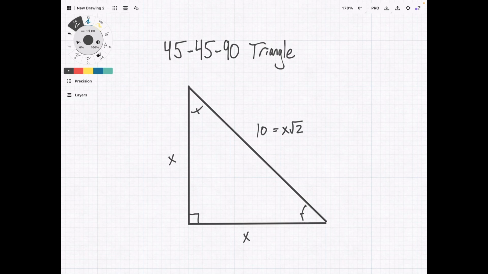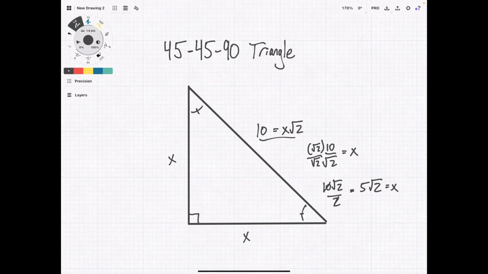So let's solve this equation. We have 10 divided by square root of 2 equals x. Then we can multiply both the top and bottom by the square root of 2, which will give us 10 square root of 2 over 2, which gives us 5 square root of 2 equals x. So both of these sides are equal to 5 square root of 2.